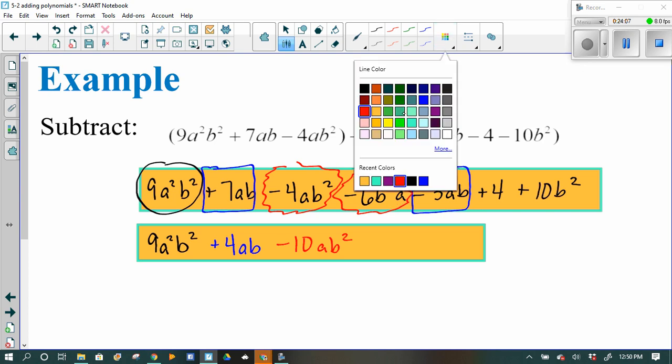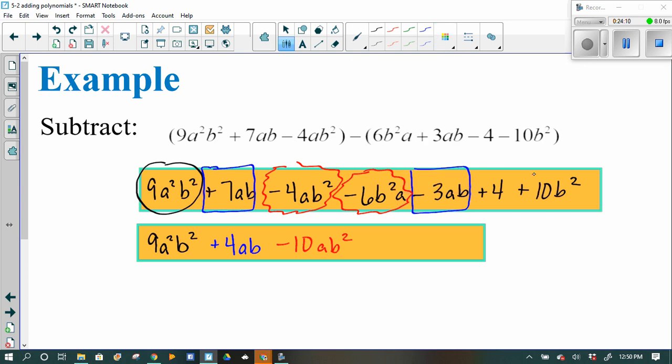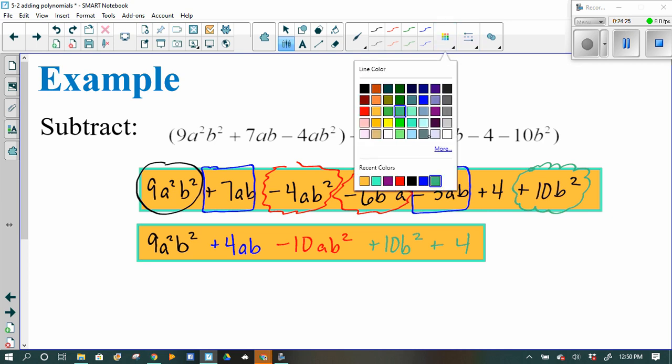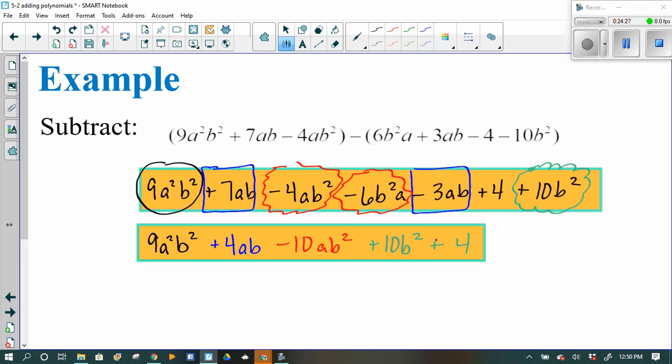Okay, then my next piece is I have this b squared here. So if I were to look at the b squared, there's no more b squared, so I'm just going to put 10b squared. And then you have a 4 left over, so we'll just add that to the end. And I will add that in a different color because there's nothing to add to it. And that is your final answer. This is a 5-term polynomial, and the degree is 4, because this has 4 pieces.